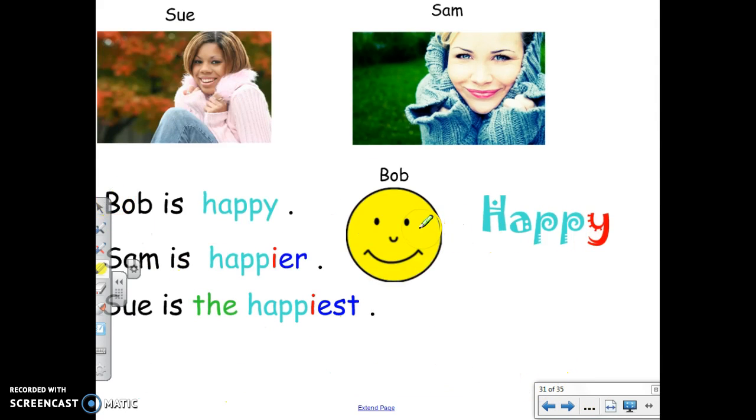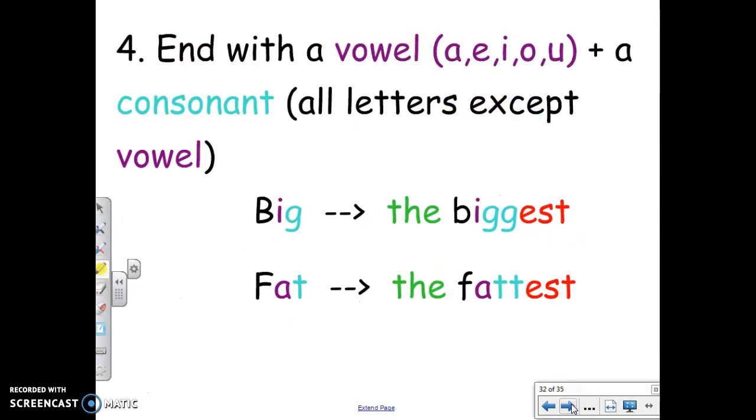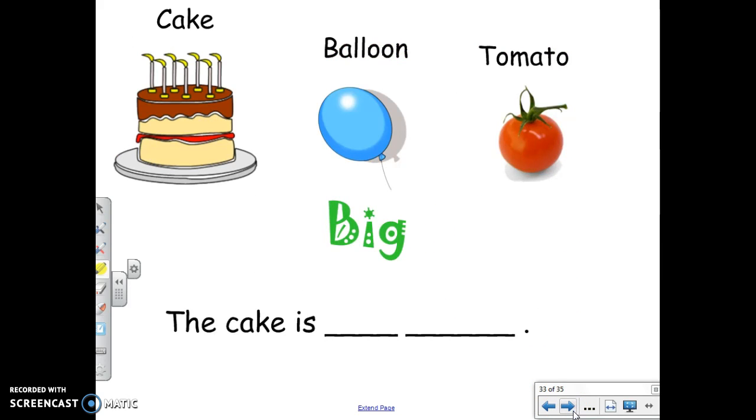Here, Bob is happy. Sam is happier. Sue is the happiest. The last type, same with the last one, when a word has a vowel A, E, I, O, U plus a consonant, we always double the last letter, double the G and double the T, and put est after it, and always have the in front of the adjective.